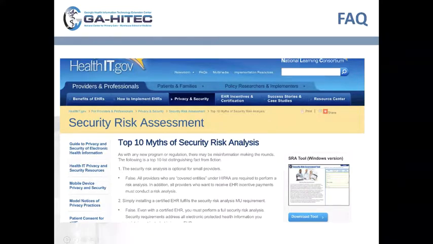That doesn't mean you start from scratch every year. I mean, usually you're going to be starting from your analysis last year, but you do need a dated assessment for each year.